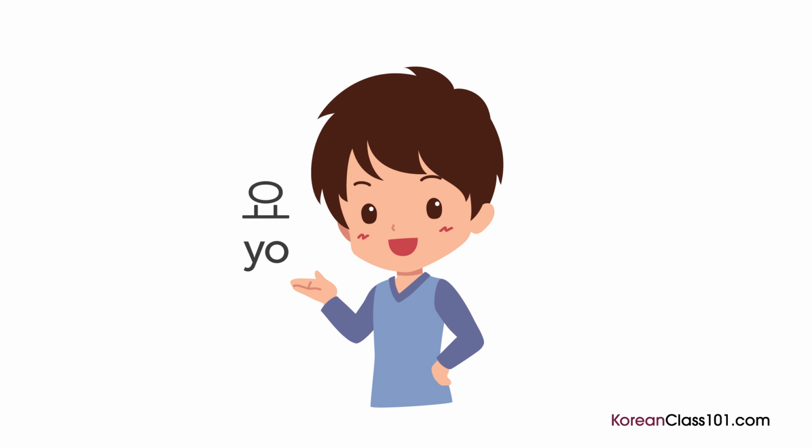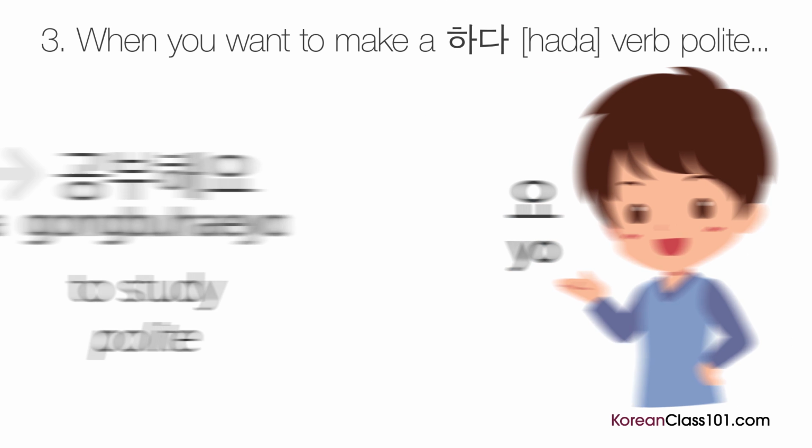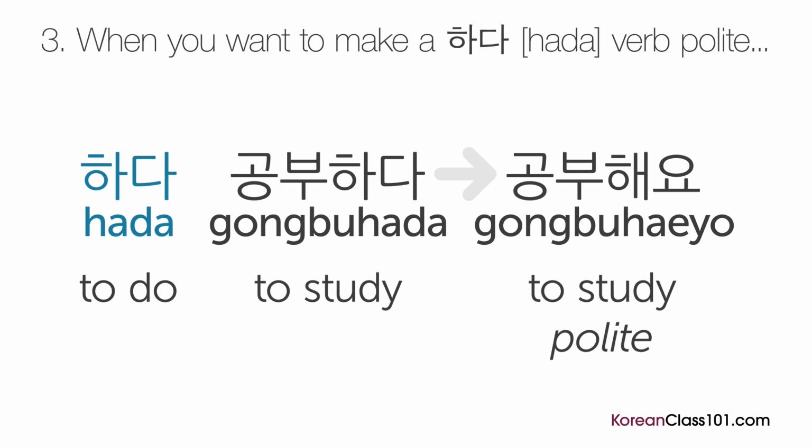Let's do one more example because we have one final rule for using the particle yo. A lot of Korean verbs are made with 하다, meaning to do. For example, 공부하다, meaning to study. When you want to make a 하다 verb polite, just replace 하다 with 해요. So 공부하다 becomes 공부해요. Since there are so many 하다 verbs in Korean, you can practice with the 하다 verbs first. Then you only have 2 more conjugation rules to master.